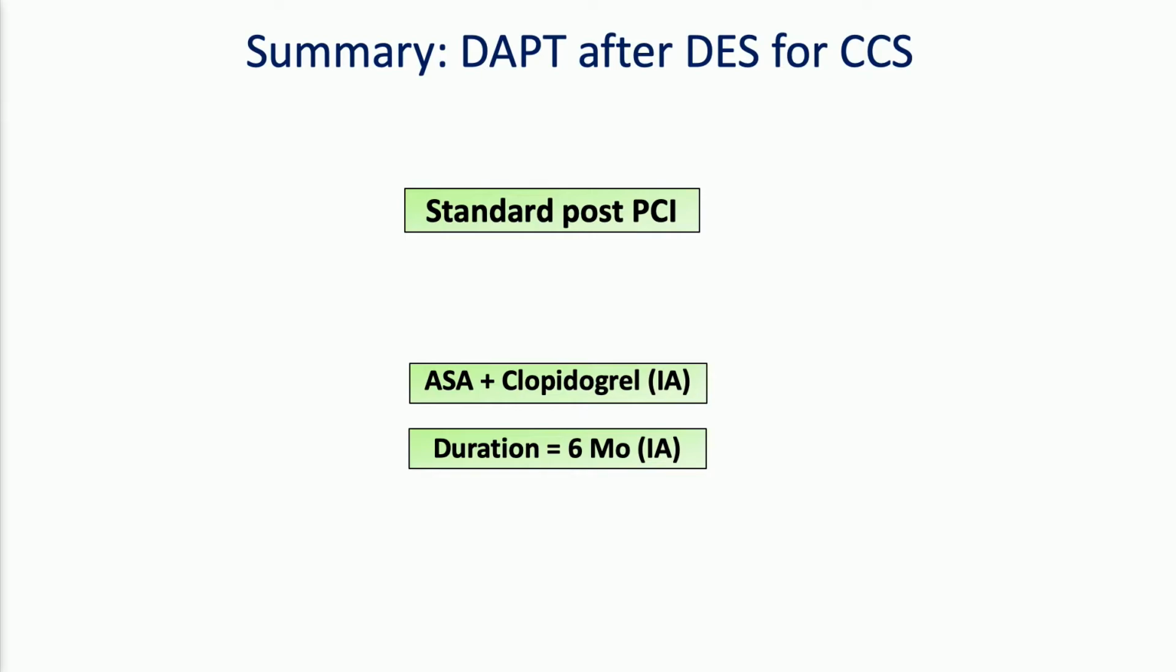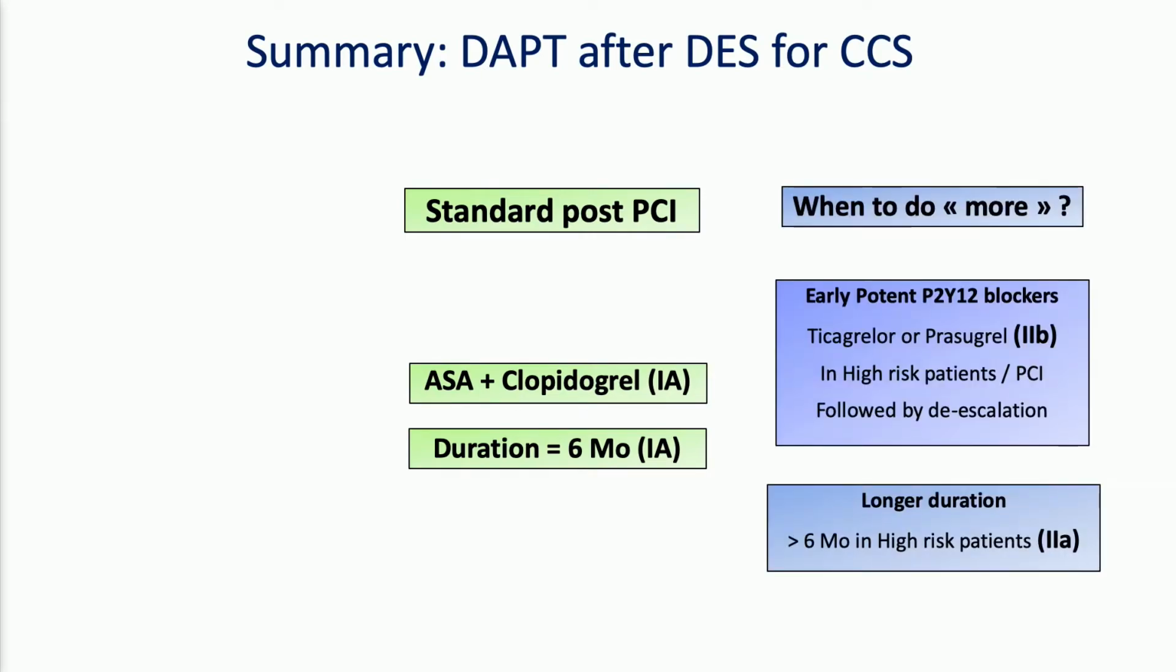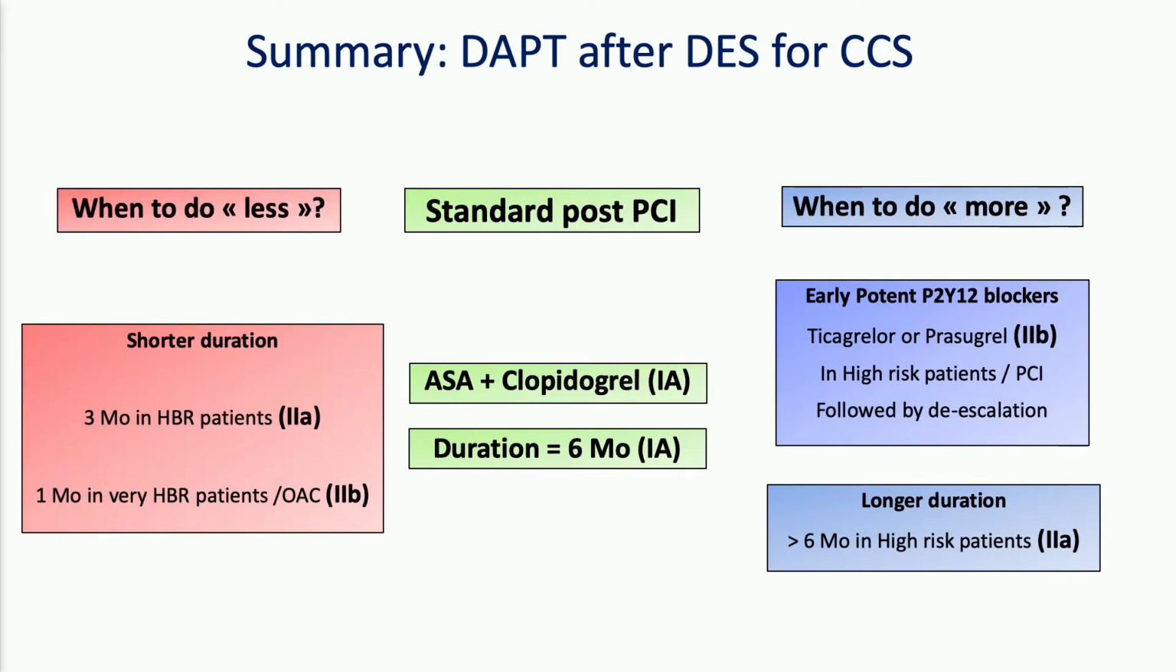So just these 3 cases to summarize: in a stable patient treated with a drug-eluting stent, 6 months of aspirin and clopidogrel is the rule. But we can sometimes give more in high ischemic risk patients, or give less in patients with high risk of bleeding complication. So it's a good illustration that it's individualized medicine, and in stable patients, it's not one size fits all.